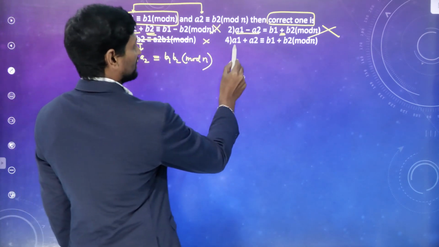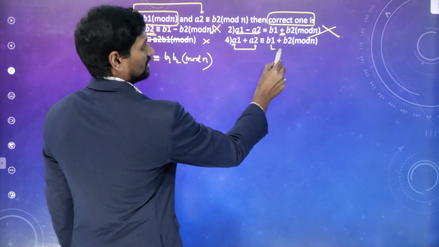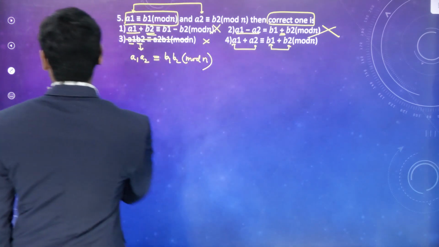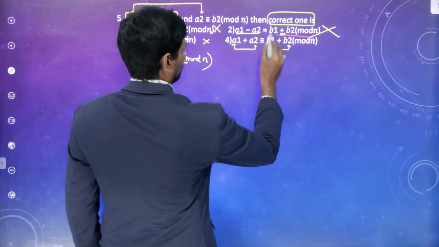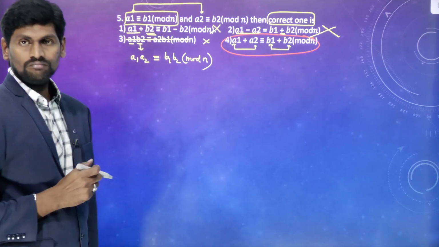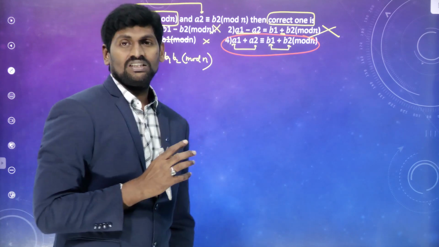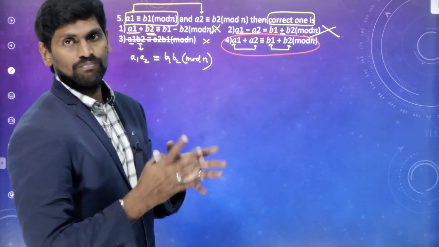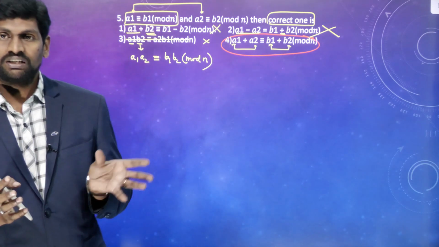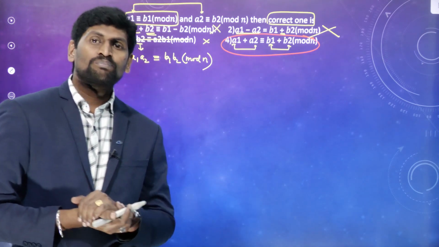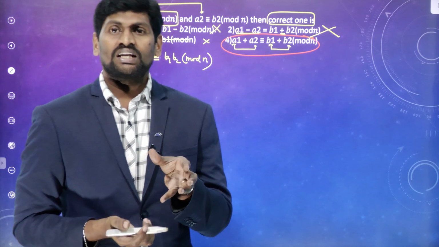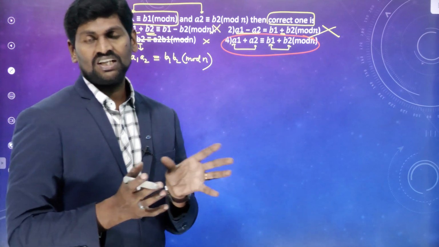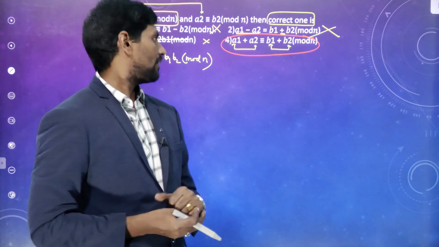Last option, A1 plus A2 is congruent to B1 plus B2 modulo n. Yes, only option 4 is true. Our required answer is 4. This we can discuss by the properties of congruence. That means if A, B and n are 3 integers, we can express A congruent to B modulo n when n divides A minus B, that is, A minus B is divisible by n. Then only we can express it in the form of congruence.